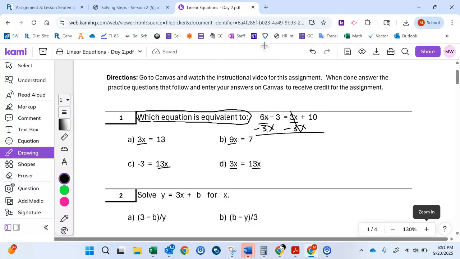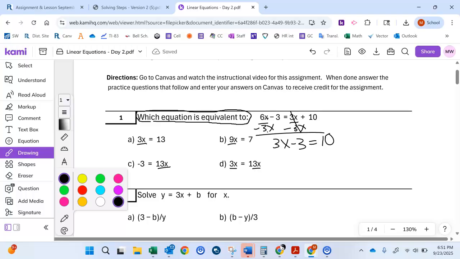So what do I get? 6x minus 3x is 3x minus 3. This goes away, and then it equals 10. Okay, so the first thing I'm going to do is look at my equations to see if anything matches that. I have 3x minus 3 over here, but I don't have it over here. So maybe they did another step.